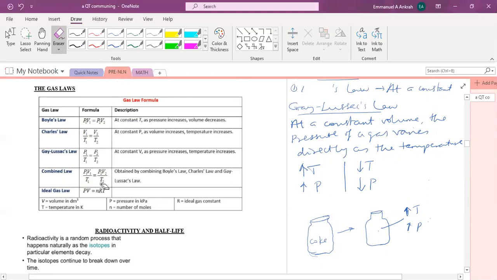And then you have what we call the ideal gas law. The ideal gas law, PV is equal to nRT. In life, there's no ideal gas in particular. Ideal gas means that the attraction between the molecules is negligible. There's no attraction between the gas molecules. That's what's called an ideal gas, but those are ideal situations. So concentrate on Boyle's law, Charles' law, and Gay-Lussac's law for your test. Okay, so this should be fine for gas laws.